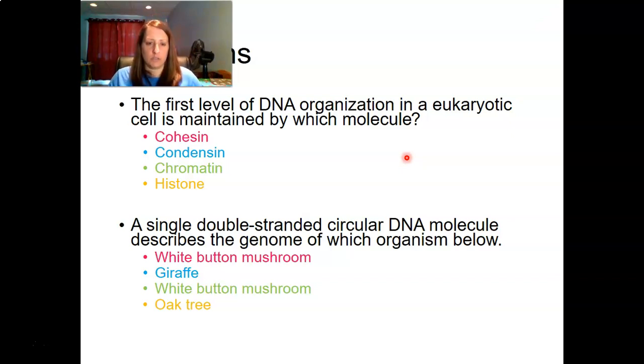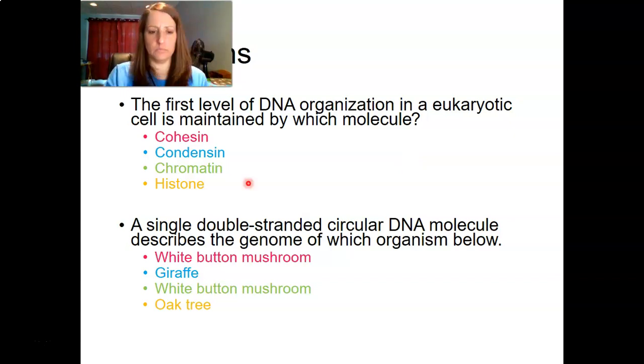Is that molecule called cohesin, condensin, chromatin, or histone? So that first level of DNA packaging is going to involve histone proteins. Remember, the DNA gets wrapped around the histone protein, and you end up with those beads on a string, right? Nucleosome, linker, nucleosome, linker. That molecule involved is called histone proteins.